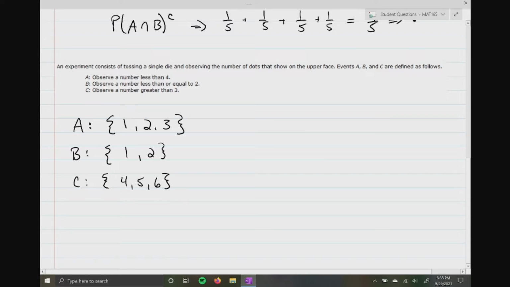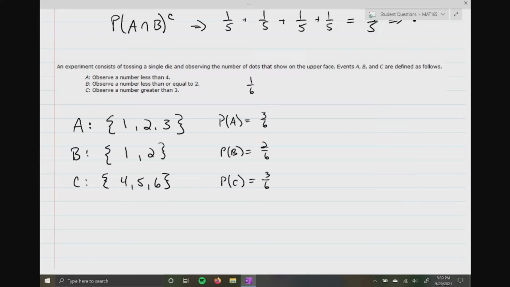Now we know for any one of these, the probability is always going to be 1/6, because you have a 1 in 6 chance of rolling a 1, a 1 in 6 chance of rolling a 2, a 1 in 6 chance of rolling a 3, and so forth. So P of A here is going to be 3/6. I'm going to leave it like that, only because I want to make sure all my denominators are the same. Probability of B is going to be 2/6, and the probability of C is going to be 3/6.